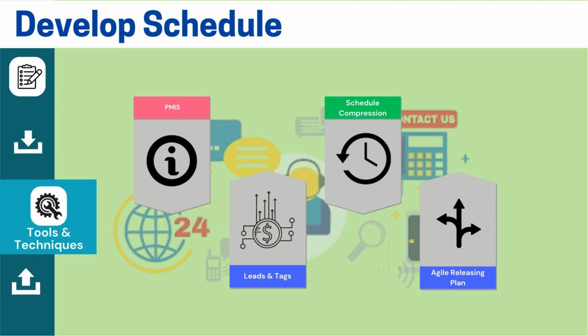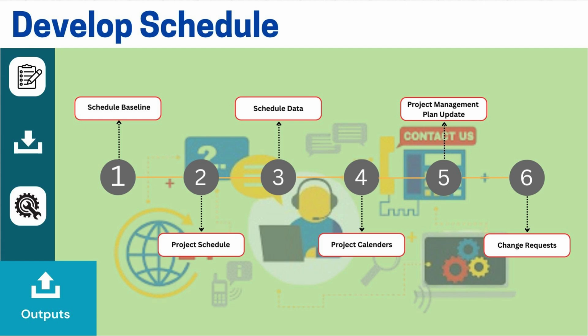By the end of the schedule development process, we should expect to have a project schedule. Let's take a quick look at what we expect. The first thing is the schedule baseline, which represents the project schedule. This project might take 6 months, a year, or any other agreed upon time frame. The schedule data includes milestone dates, estimation basis, and activity sequencing. The project calendar outlines key milestones and dates to track.